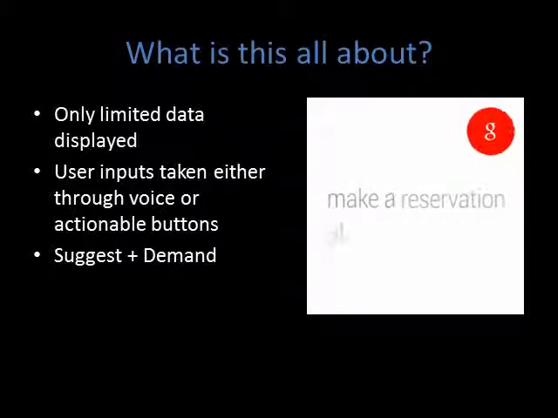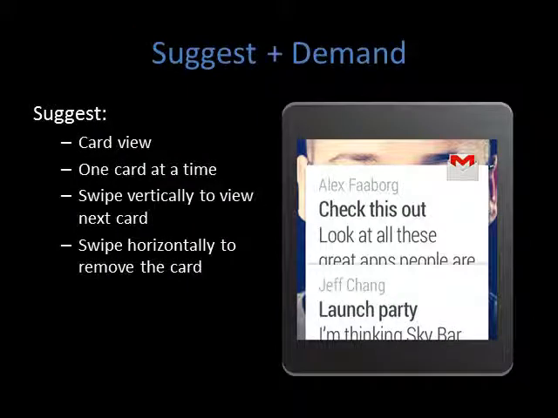So this is what it's all about, and it works on two basic modes of operation: suggest and demand. Suggest is a mode of operation in which the device gives you suggestions based on your need. These are all displayed in terms of card view. So you can develop applications with a card view where you're pushing information to the end user as cards. It's not a typical long-text web page or screen page, but short and small cards which just give the initial and required information.